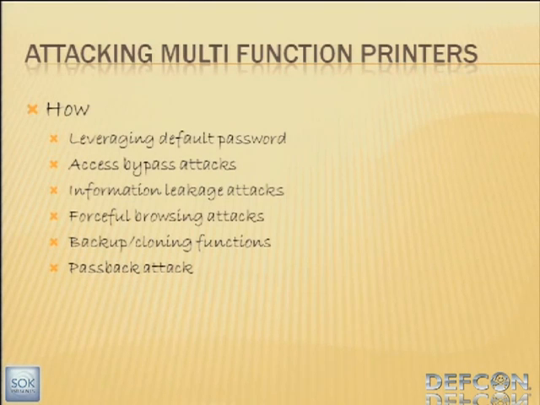So how are we going to do this? Obviously leveraging default passwords to get into the printer to start with. We've seen all the hands that were raised, so we know that no one's changing these passwords. Second is access bypass attacks, an attack against a printer where they have set a password, but you find a way to bypass all the security on the device and gain access. Third, information leakages. Once we gain access to that printer, how do we extract some of that data? Do these printers leak that information? Fourth, forceful browsing. If you know the URL you want to get access to, forget about the password. You just enter that URL and the printer gives you access. And of course, backup and cloning functions, the ability to pull all those backups or clones offline and pull the information out of them. The last one is a passback attack, typically to trick that printer into sending the information to you. We're going to go into some detail on that toward the end of this presentation.